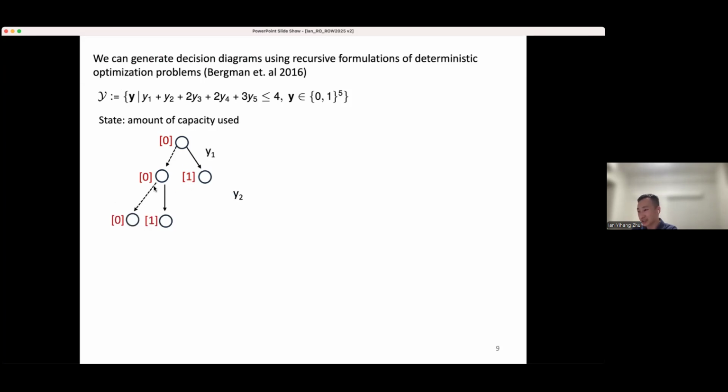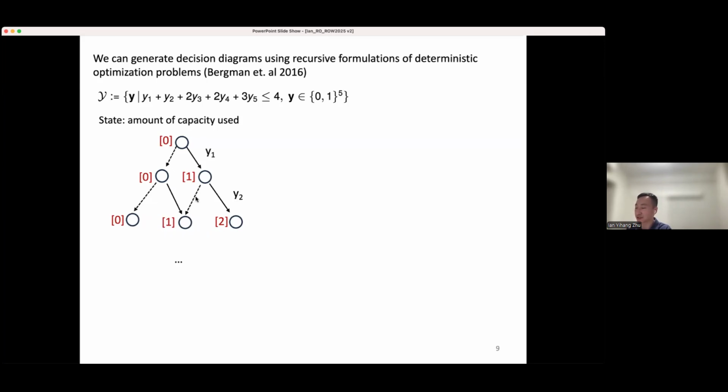For y2, if I go on the dashed line, this is the same as saying y2 is 0, so the state stays at 0. If y2 goes on the solid arc, that's the same as y2 taking value 1, so the state is 1, and so on. And while I'm building this diagram, at any point, if I see states that are exactly the same, I can merge them. Then I can keep building this diagram this way.